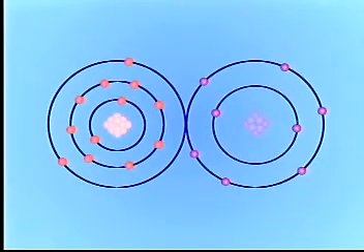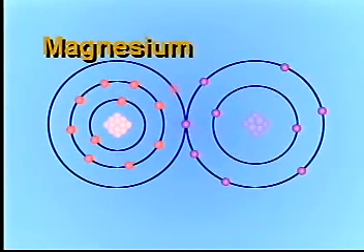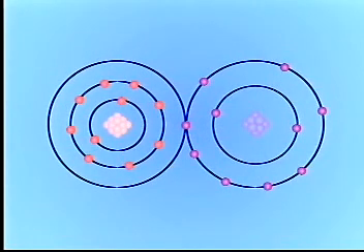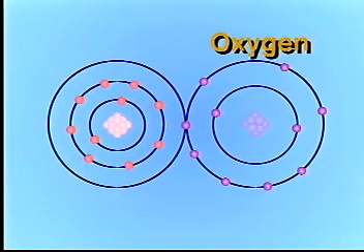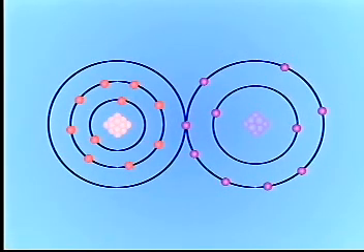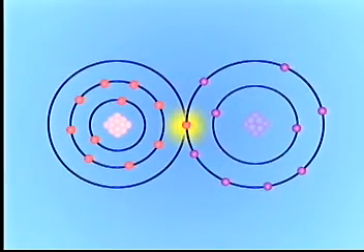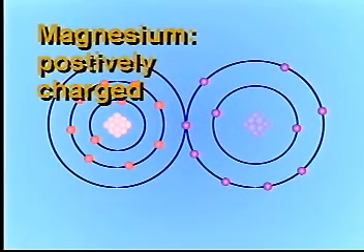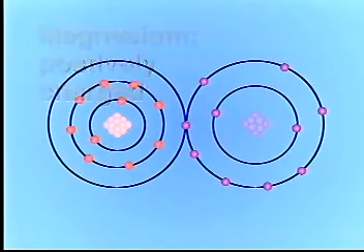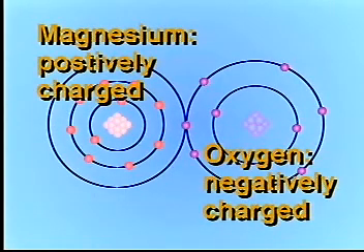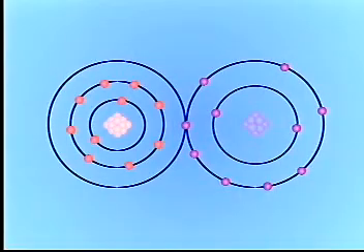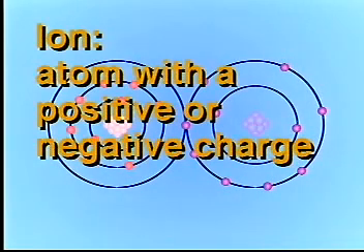These atoms form an ionic bond when the magnesium donated its 2 electrons to the oxygen, so that the oxygen's outer energy level became filled with 8 electrons. When the magnesium donated the electrons, it became positively charged. When the oxygen gained the electrons, it became negatively charged. Atoms with a positive or negative charge are called ions.